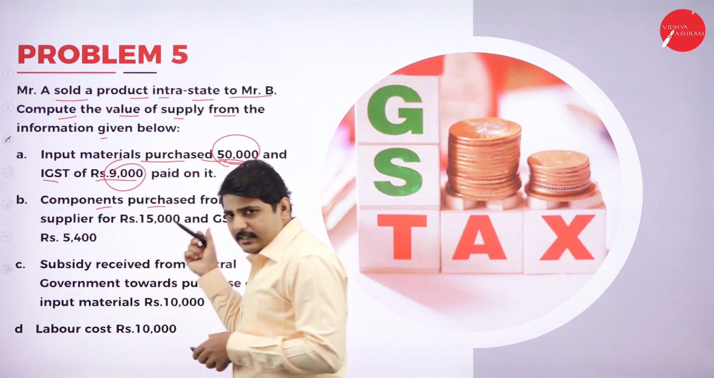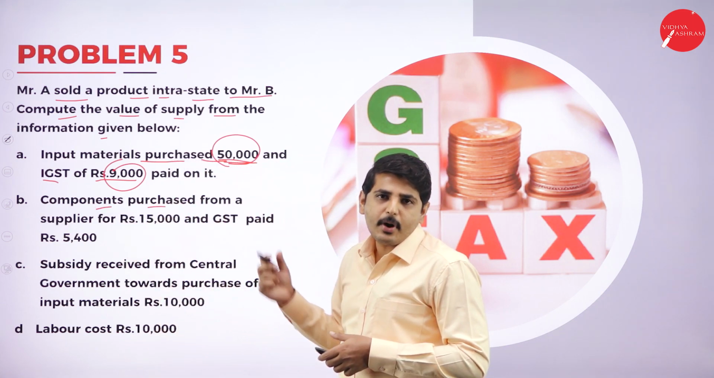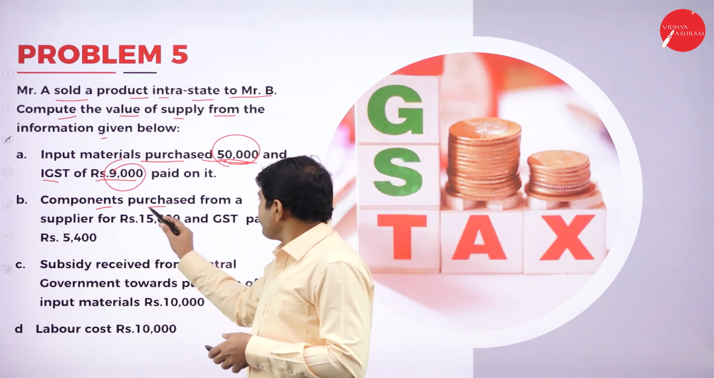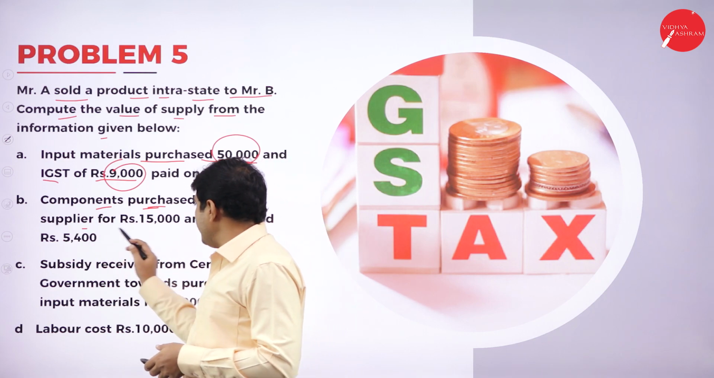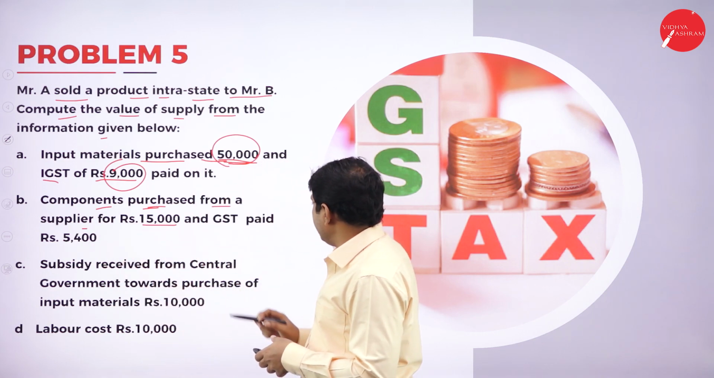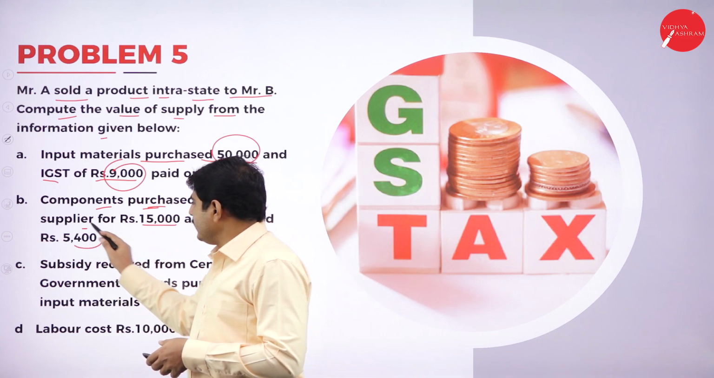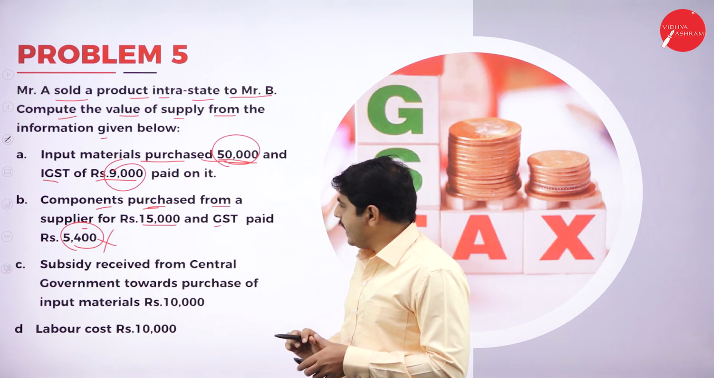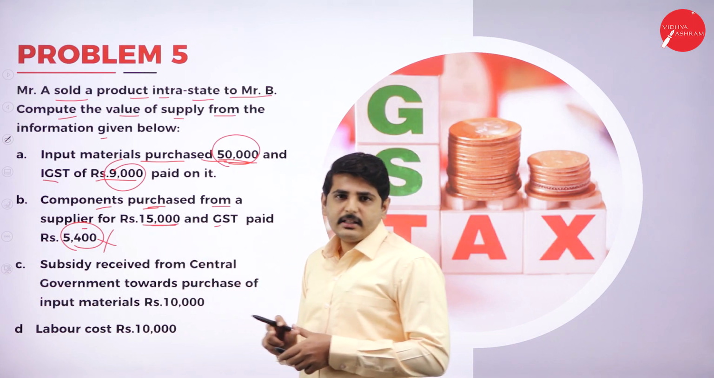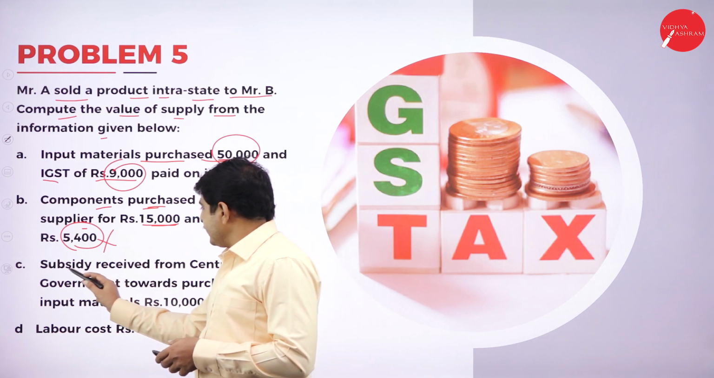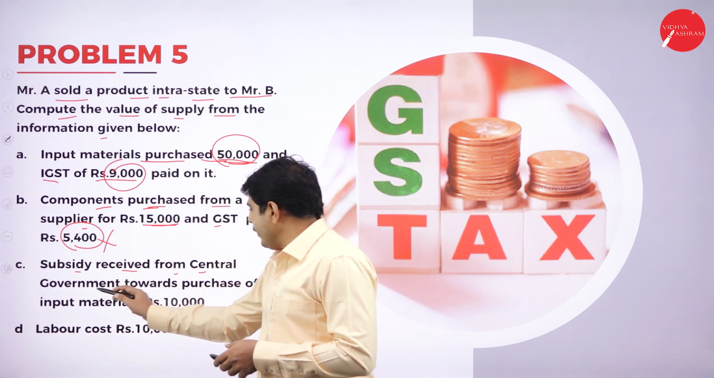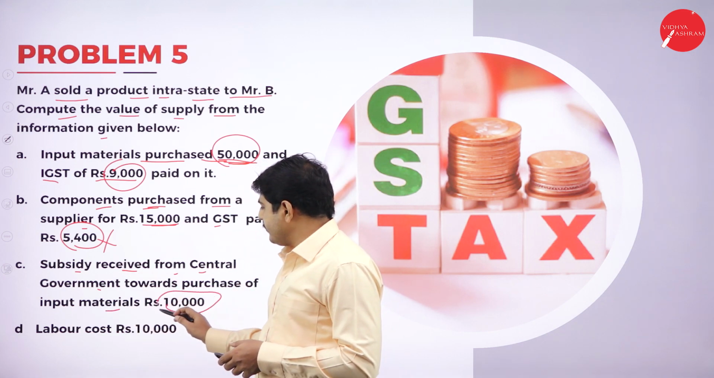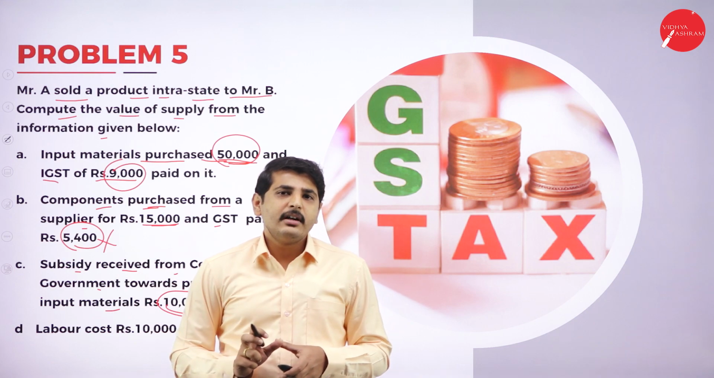Components purchased, or any other components, means other related products for the production of the goods, purchased from a supplier, rupees 15,000. We can add this, and GST paid 5,400. We should not take the GST or any other tax paid. Only we should add the 15,000. Next one, subsidy received from the central government towards the purchase of input material is 10,000. So any subsidy received from the government we should not take.